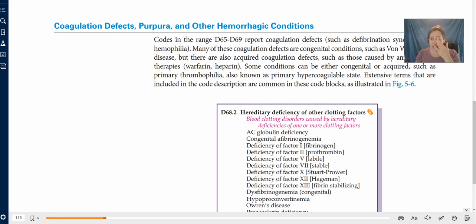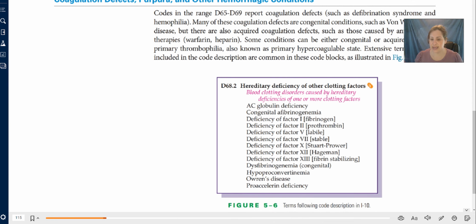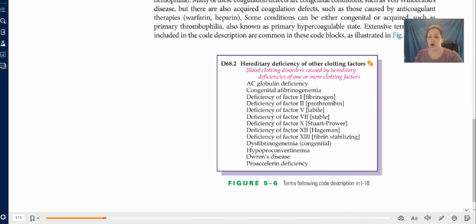Coagulation, so blood clotting problems. That's another condition of the blood that you will see, the different clotting. You can see that the ones that are hereditary kind of all fall into the same category, but a whole bunch of them are listed.